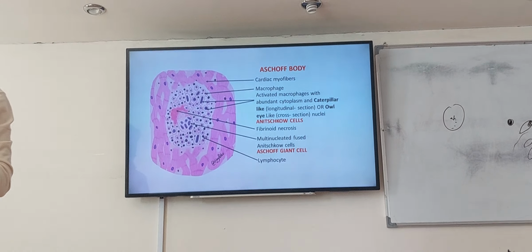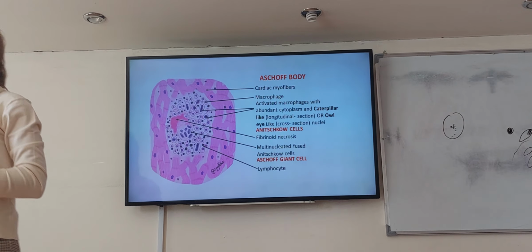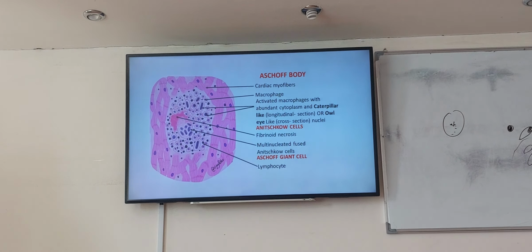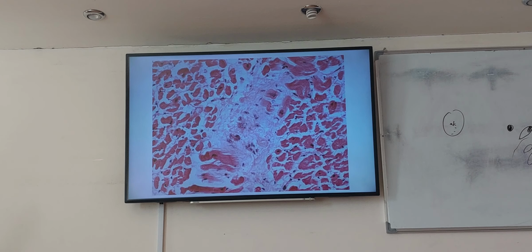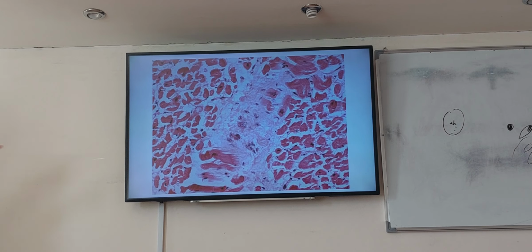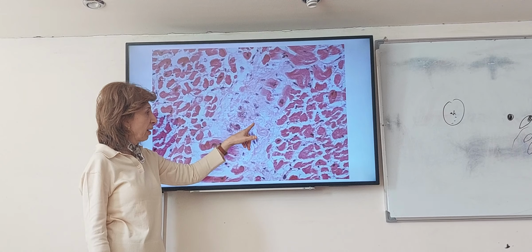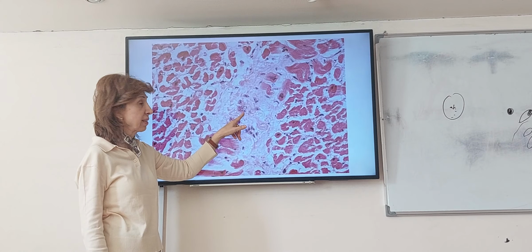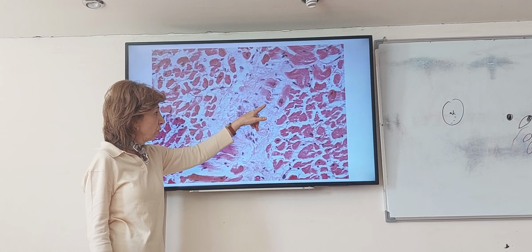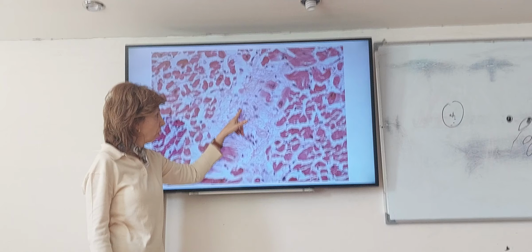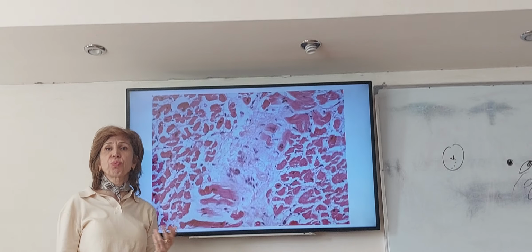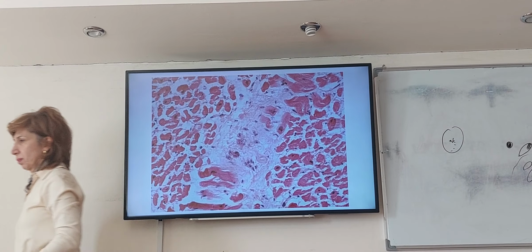Number one, histiocytic granuloma. Number two, what is this? This is myocardium. Look at the fibrinoid, look at these eosinophilic cells, and look at the nucleus, how they are ribbon-like or oval-like. So this is Aschoff nodule.